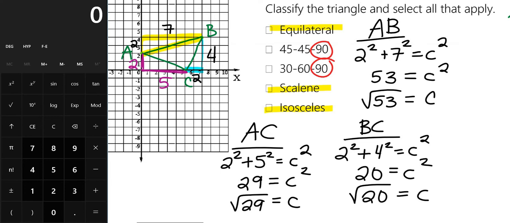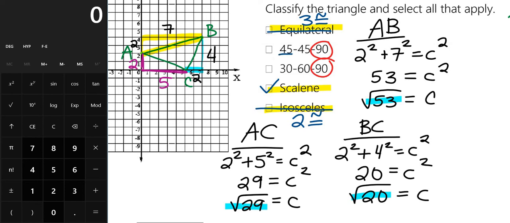Since they're all different, square root of 29, square root of 20, square root of 53, the word for a triangle that has all the sides different lengths is called scalene. So I'm going to check off scalene. If it's scalene, it can't be isosceles. That means two are congruent. It can't be equilateral because that means all three are congruent. And now I still have two choices, 45, 45, 90 and 30, 60, 90.